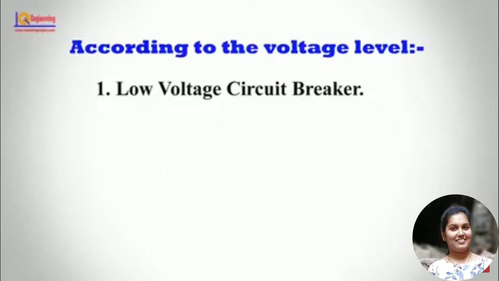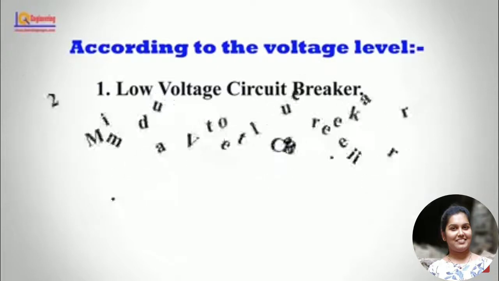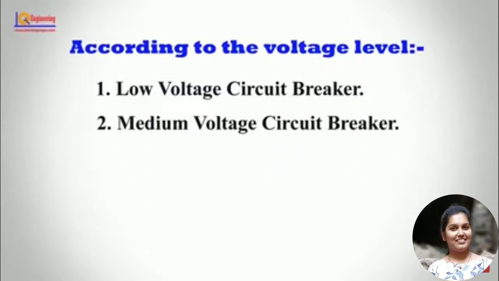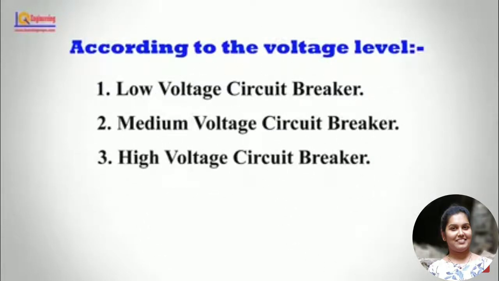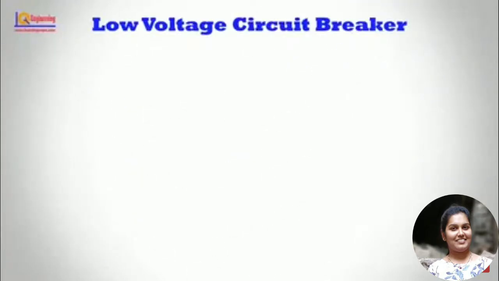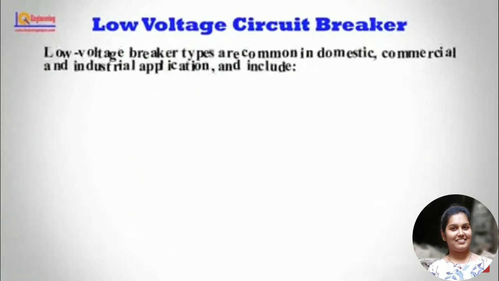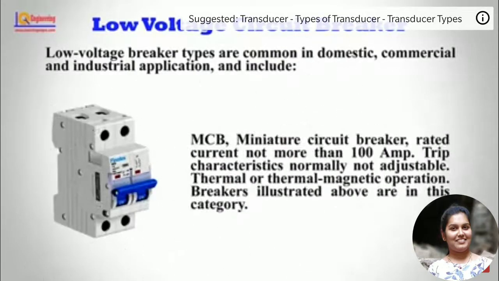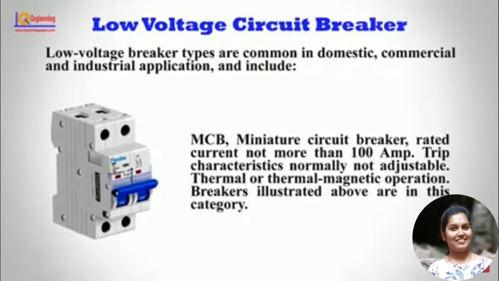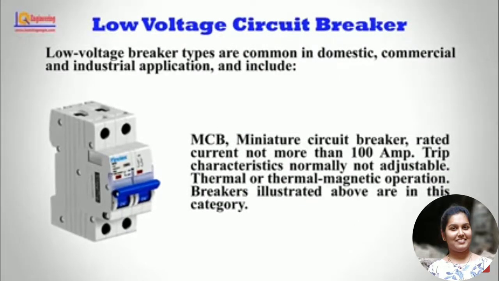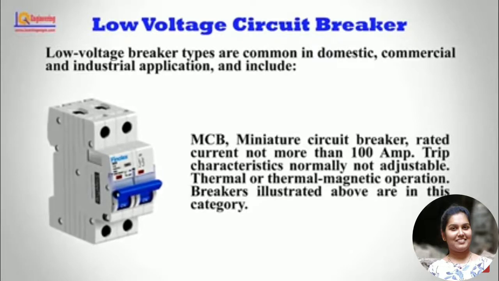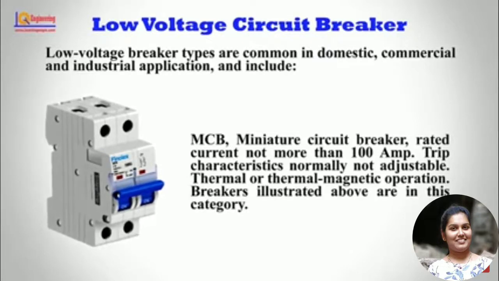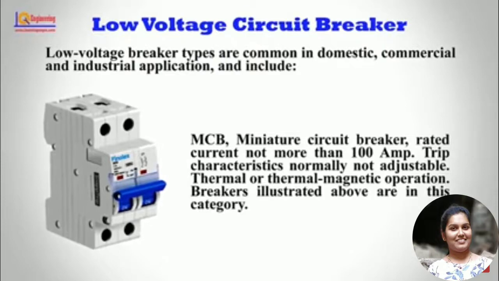1. Low voltage circuit breaker. 2. Medium voltage circuit breaker. 3. High voltage circuit breaker. Low voltage circuit breaker. Low voltage circuit breaker types are common in domestic, commercial, and industrial application and include MCB, miniature circuit breaker, rated current not more than 100 amp, trip characteristics normally not adjustable, thermal or thermal magnetic operation. Breakers illustrated above are in this category.